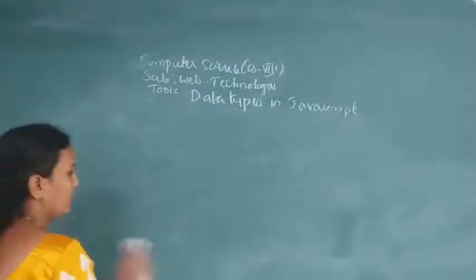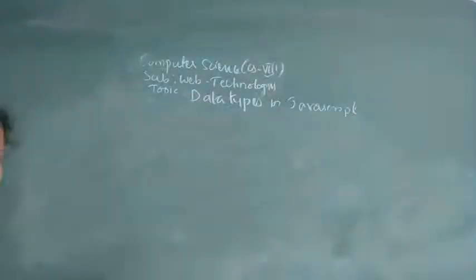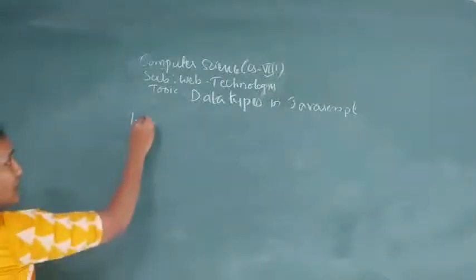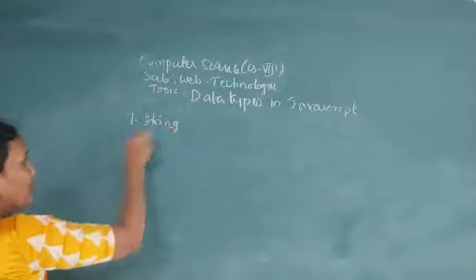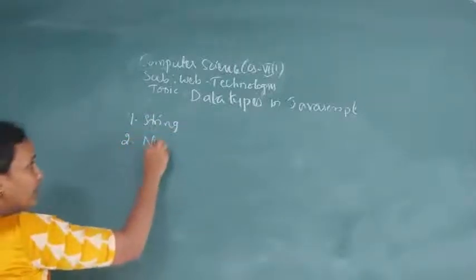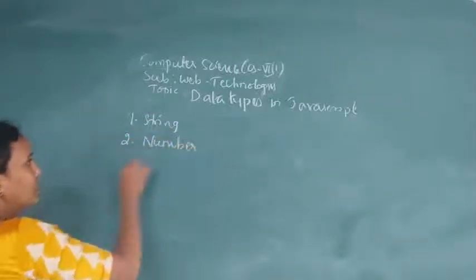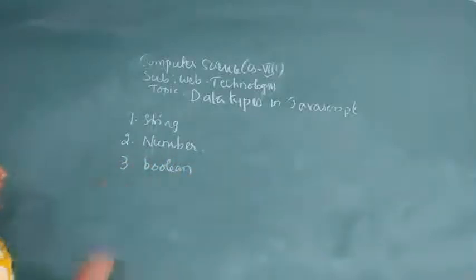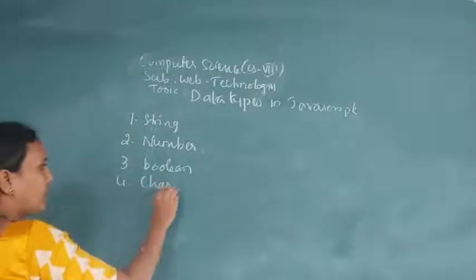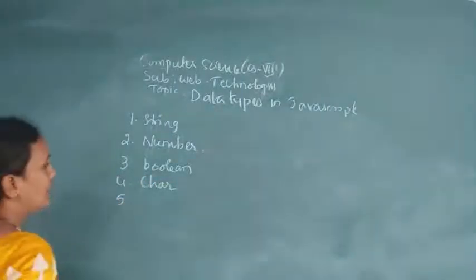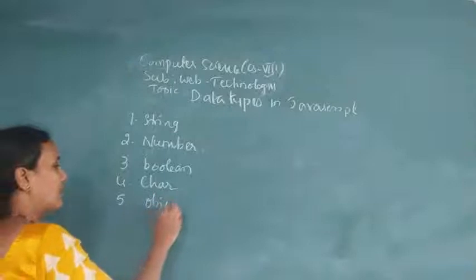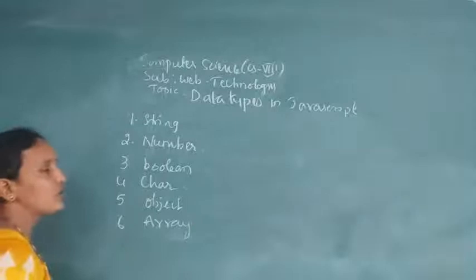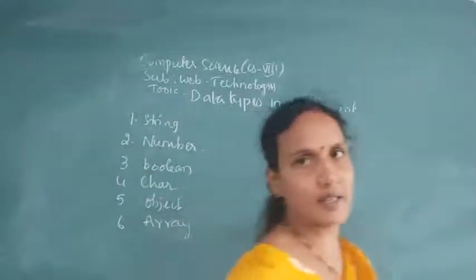Here, the data type values JavaScript will understand. First one is a string, the second one is a number, third one is a boolean, fourth one is a char, fifth one is an object, sixth one is an array.